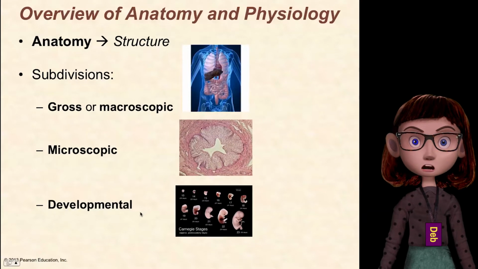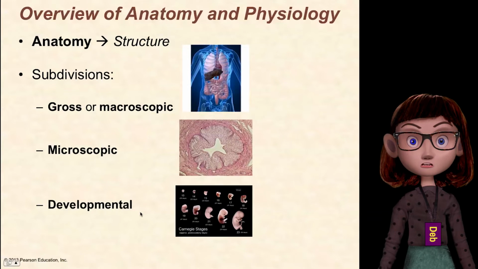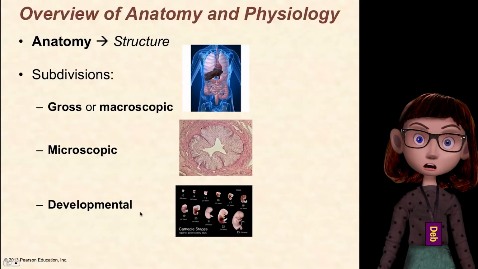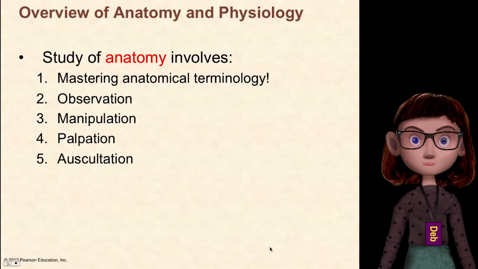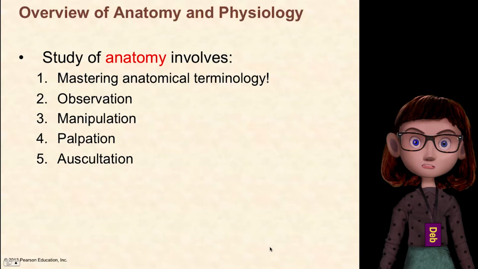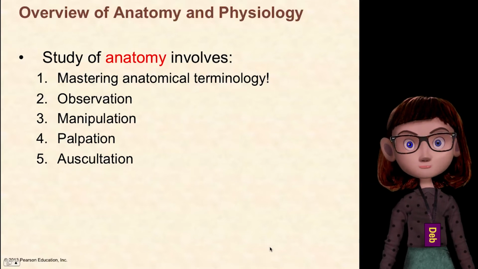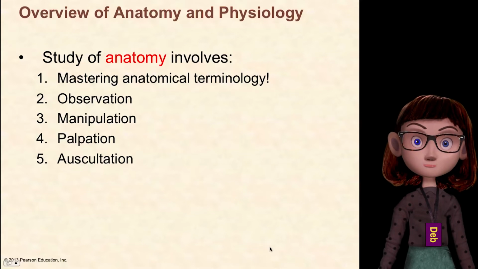Another approach to studying anatomy is called developmental anatomy, and it's looking at the development of the human body starting with embryonic and fetal development, and it often will continue throughout the lifespan. The study of anatomy involves mastering anatomical terminology. There are a lot of big words. Most of the time they're compound words that we use to describe anatomical structures, etc.